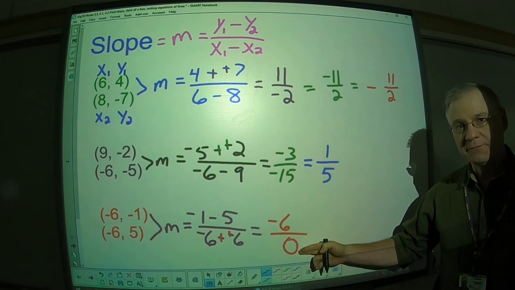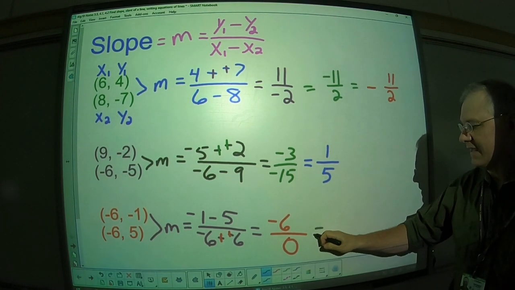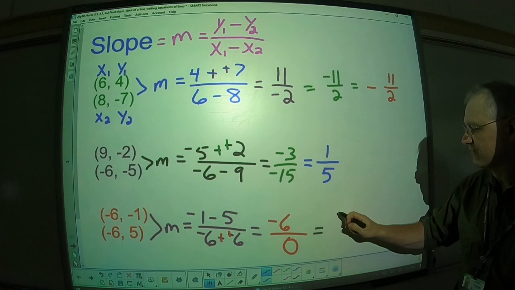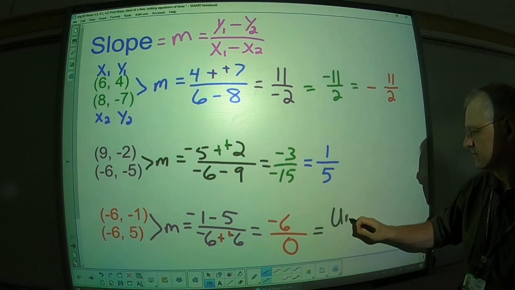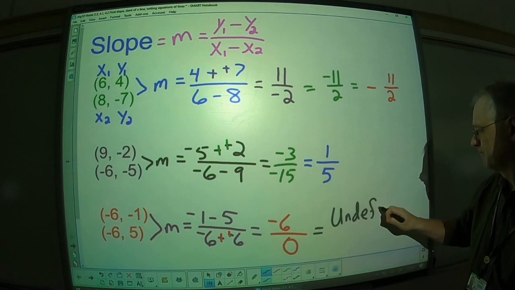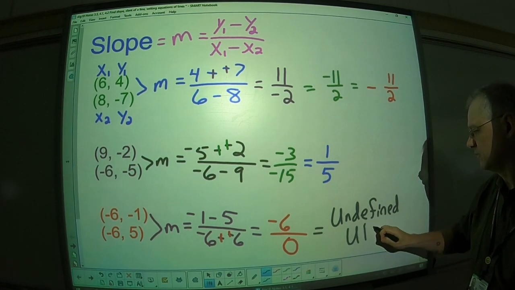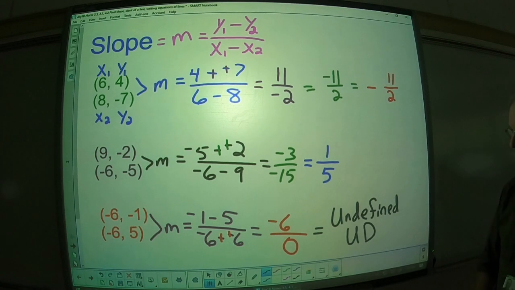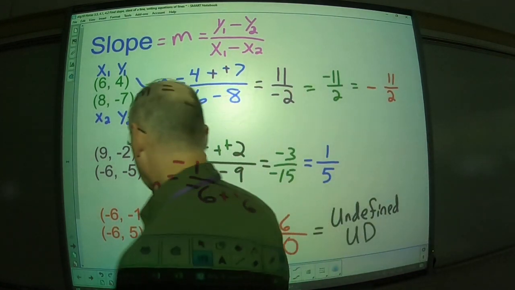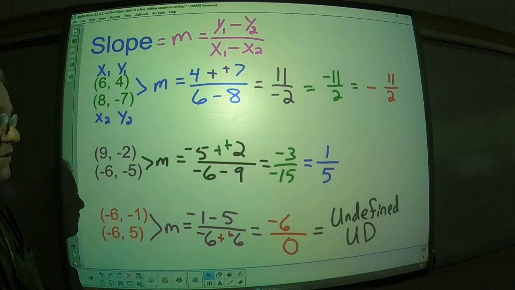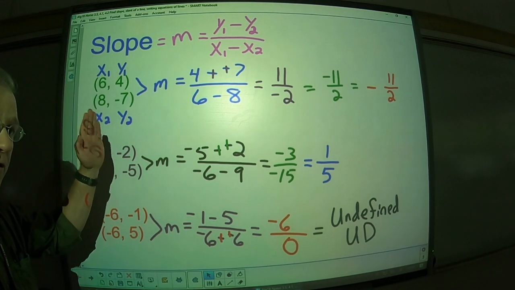If it's on the bottom, you're dividing by 0, that can't be done in mathematics, so we have to call it undefined. Or you can represent it with UD for undefined. Undefined, by the way, represents a vertical line.